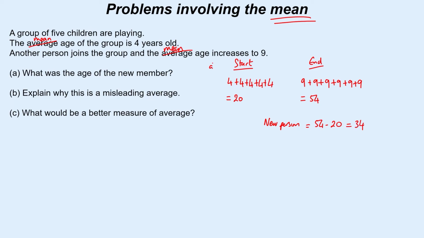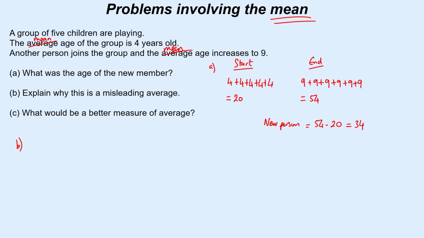So it could be a teacher in a nursery or something join a group of children, and that's why the average age has increased so much. But again, that's one of the instances where the mean is not particularly accurate. So why is this a misleading average? Why is that 9 a misleading average?